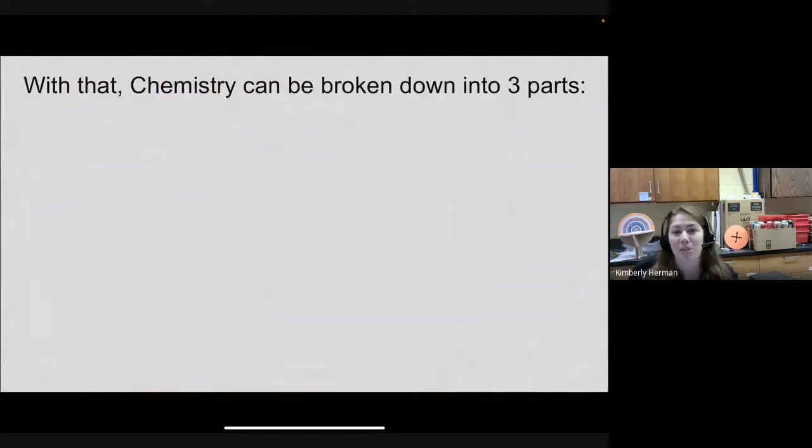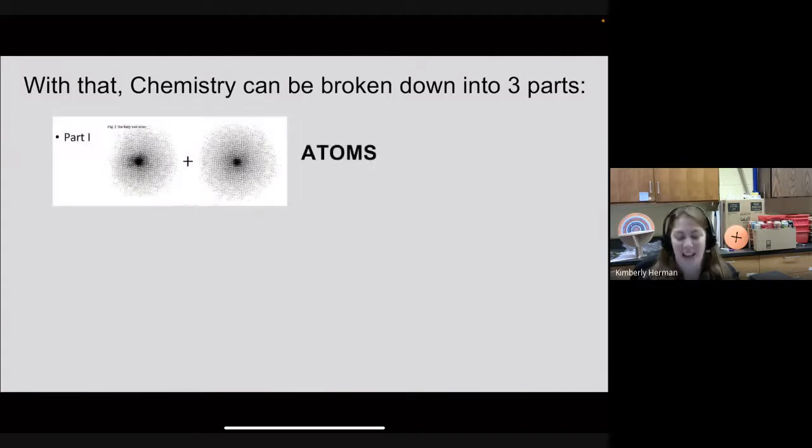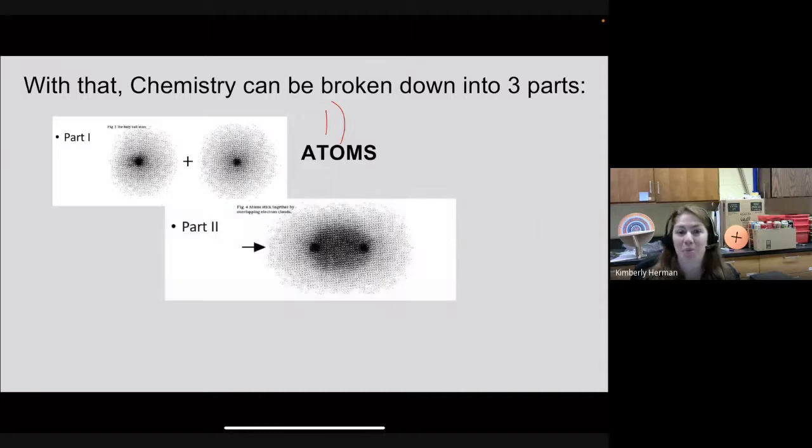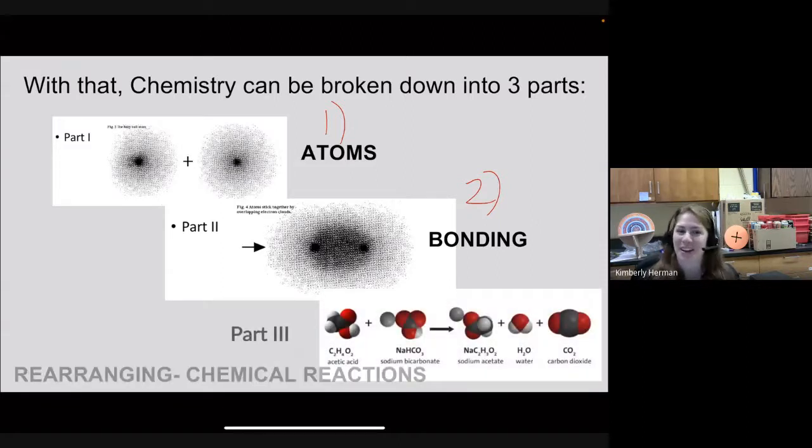So, with that, chemistry is actually broken down into three different parts. And these three parts are going to lead us through our lessons. Our first part, we're going to start with atoms. So, part number one is atoms. We're going to start on our atomic level and then we're going to keep building up until we get to part number two in marking period number two, which means that we're going to be looking at bonding, how these atoms come together. We're going to look at our covalent, our ionic, our metallic bonds. And in our final part, part number three, is the part that you're going to love. It's rearranging these atoms in the form of chemical reactions. So that takes us through our three major units of study for chemistry.